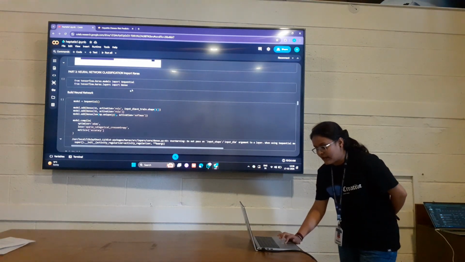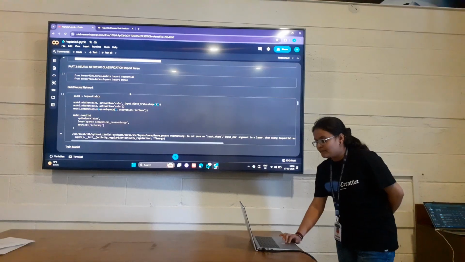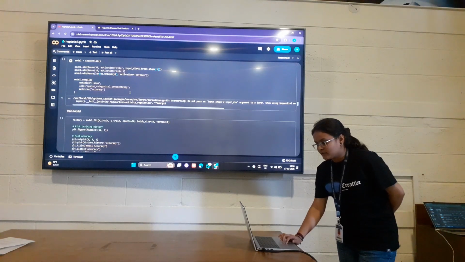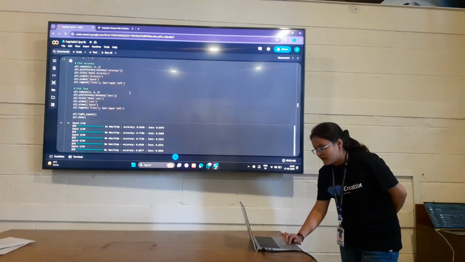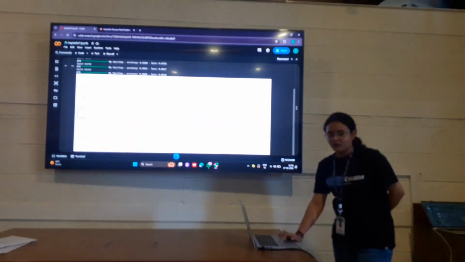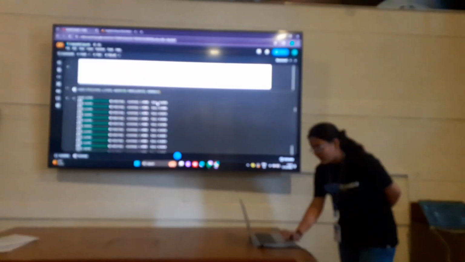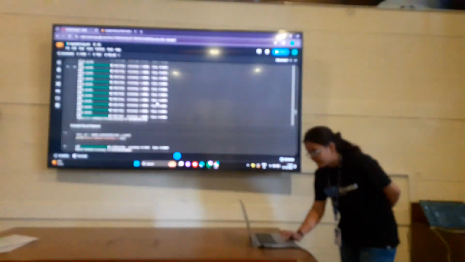Next, neural network classification, importing Keras. TensorFlow I imported and built a neural network. This is the train model. In that, what is the model accuracy and the model loss, I plotted a graph. Next, evaluate the neural network.